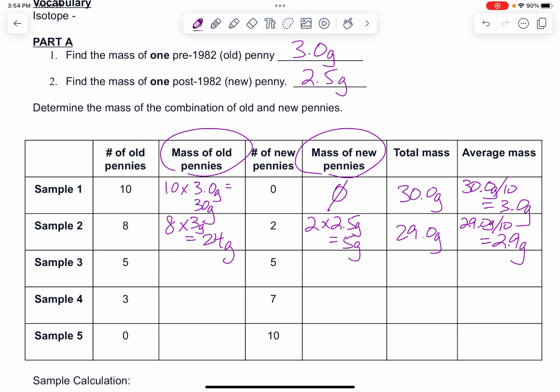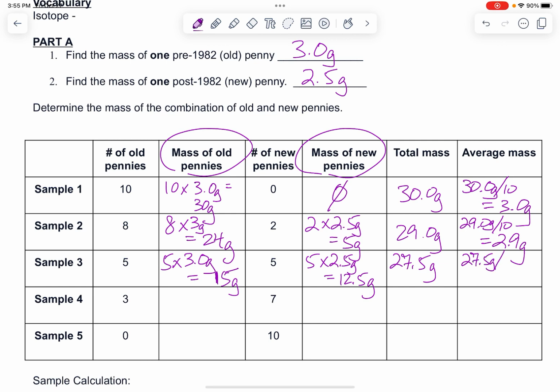If we have 5 of each, I'm going to take 5 times my mass of my old pennies, so that's going to equal 15 grams. Then for the 5 new pennies, 5 times 2.5 is going to equal 12.5 grams. When we add up 15 plus 12.5, we get 27.5 grams. And our average mass would be 27.5 divided by 10, which is going to equal 2.75 grams. And that's the average mass of our mixture of pennies.